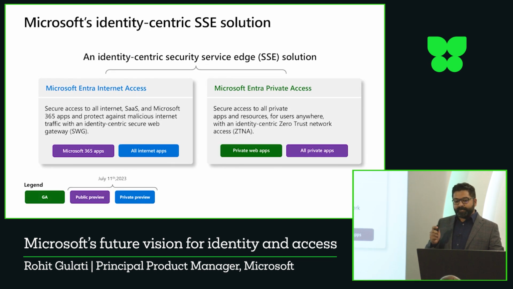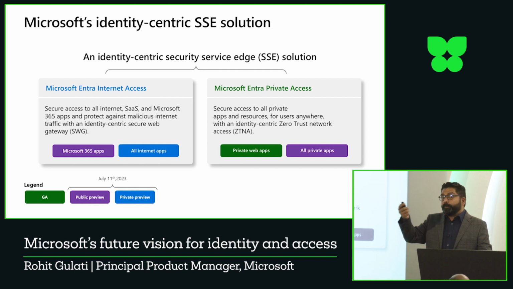Just the last slide on this section. We announced this product category on July 11th this year. So the two product pillars, internet access and private access. Private web apps, or the HTTP web apps, is what we call as Azure AD application proxy. That is already generally available. Some of you may be using it today for publishing HTTP apps. All private apps would cover other TCP, UDP scenarios like non-HTTP. That is in public preview. And Ignite is coming shortly, so you'll see us announcing some more features.